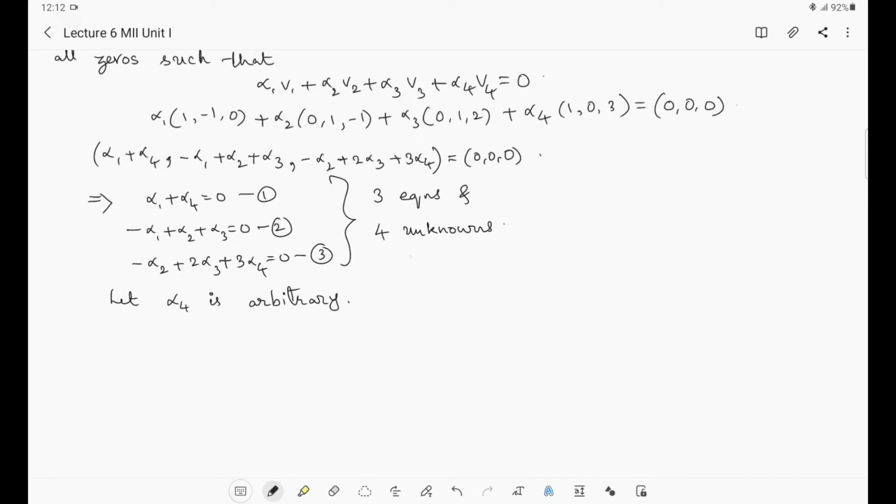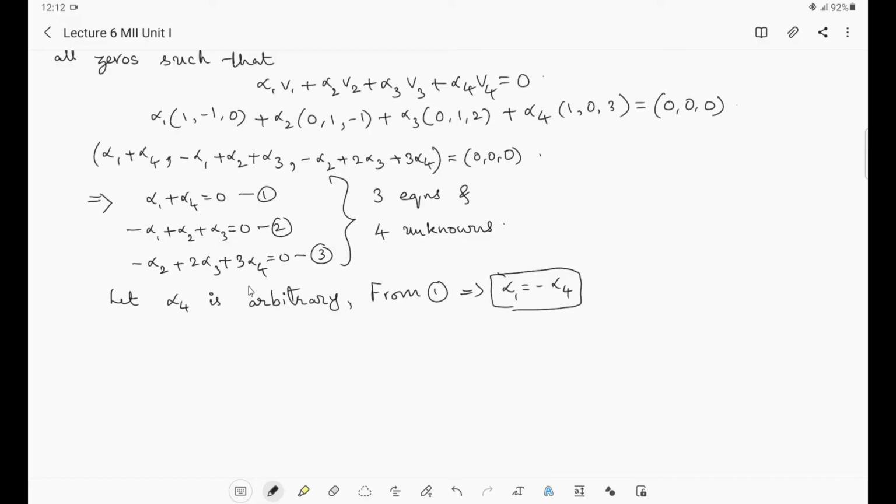Then what will happen from 1? From the first equation, when alpha 4 is arbitrary, alpha 1 equals minus alpha 4, right? Alpha 4 is arbitrary and alpha 1 is minus alpha 4. What is the meaning of this? If we select alpha 4 to be 1, then alpha 1 will be minus 1, right? The same way we need to determine alpha 2 and alpha 3.